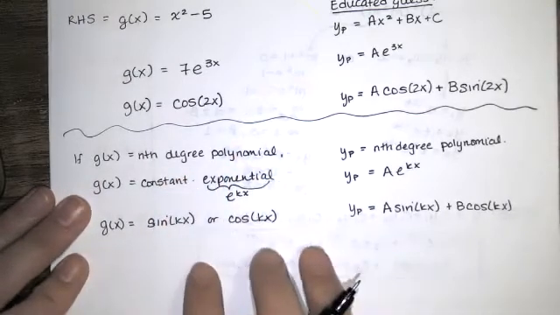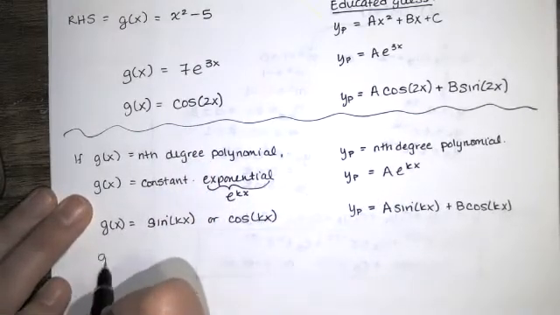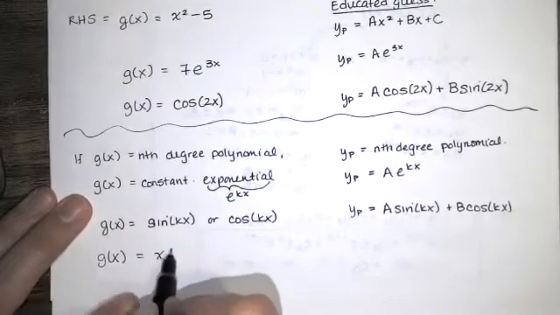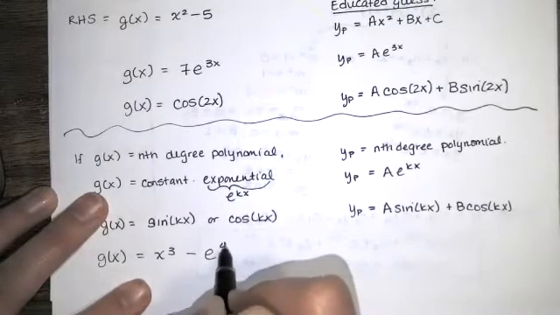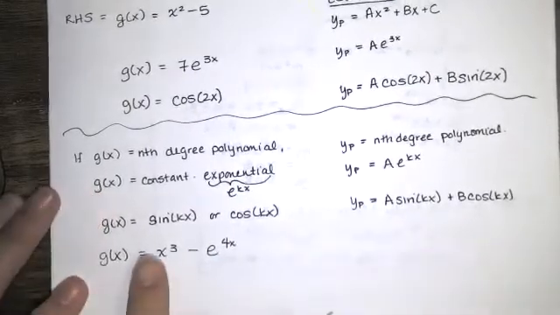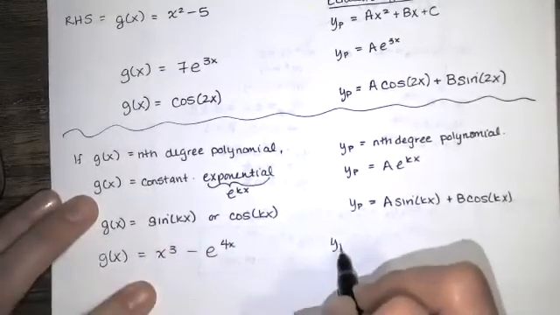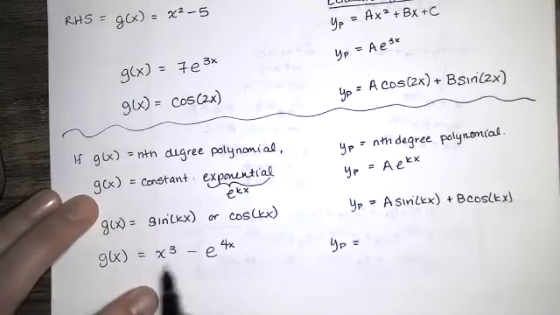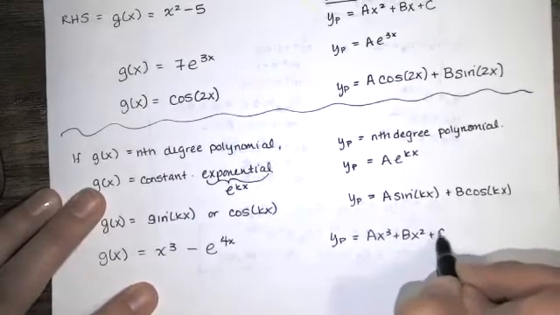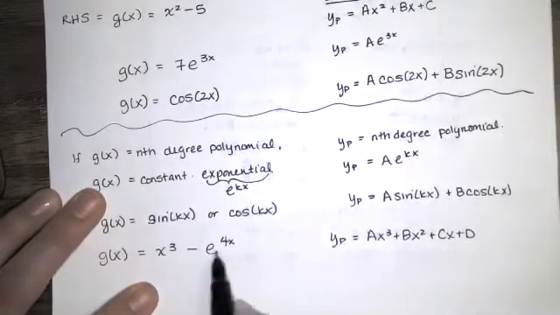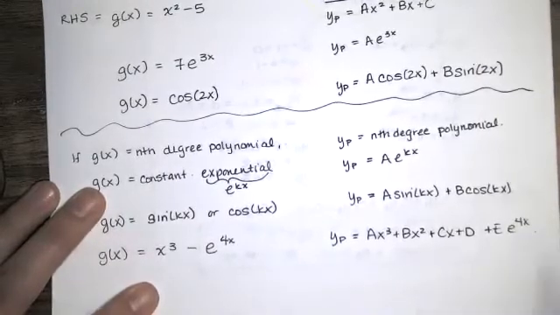Now, if you have a sum of terms, maybe, just for example, g of x equals x cubed minus e to the 4x, you just take the guess that goes with this one and the guess that goes with that one, and you add them together. So my y sub p would be a third degree polynomial for this, so ax cubed plus bx squared plus cx plus d. And that's a constant times an exponential, so I would guess a constant times that exponential.